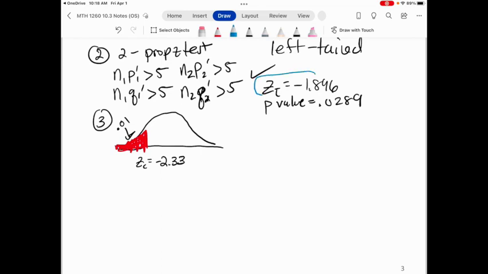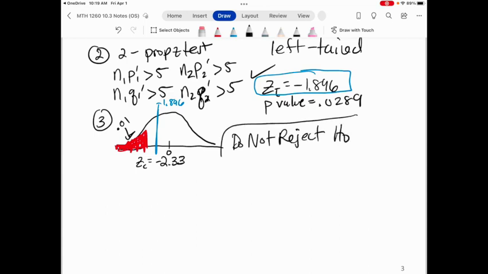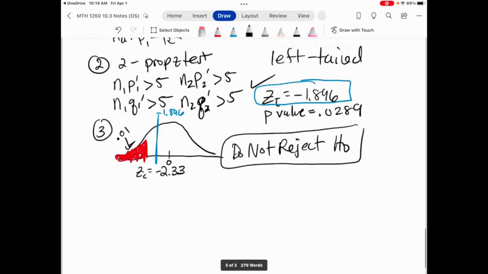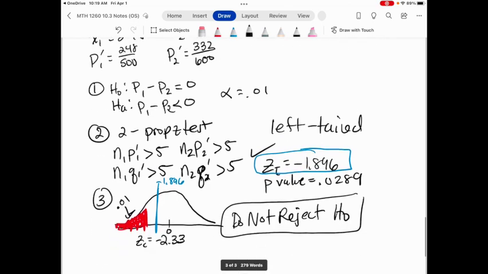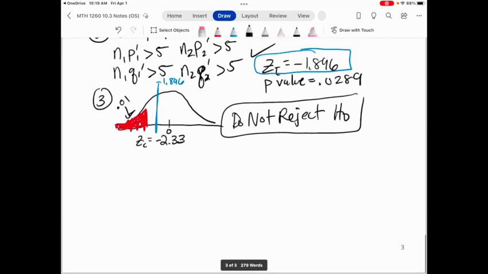When I look at my test statistic, that's going to be negative 1.896. So that's going to fall between 0 and negative 2.33. So that is not in the rejection region. So I would say here, do not reject the null hypothesis. So just by lowering the sample size a little bit and our level of significance, our result has changed.